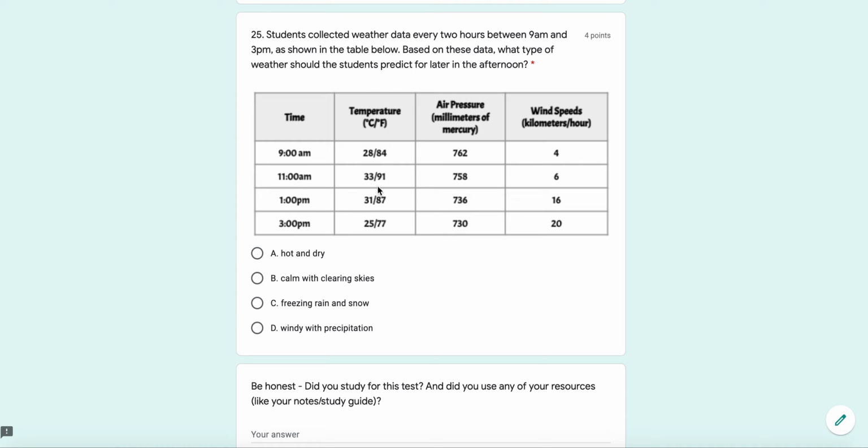11 o'clock, it's 33 or 91 degrees Fahrenheit, 758 air pressure, wind speed is 6. 1 p.m., it's 31 or 87 degrees Fahrenheit, 736 air pressure, 16 is the wind speed. 3 o'clock, it's 25 or 77 degrees Fahrenheit, air pressure 730, wind speed is 20. So A, hot and dry.